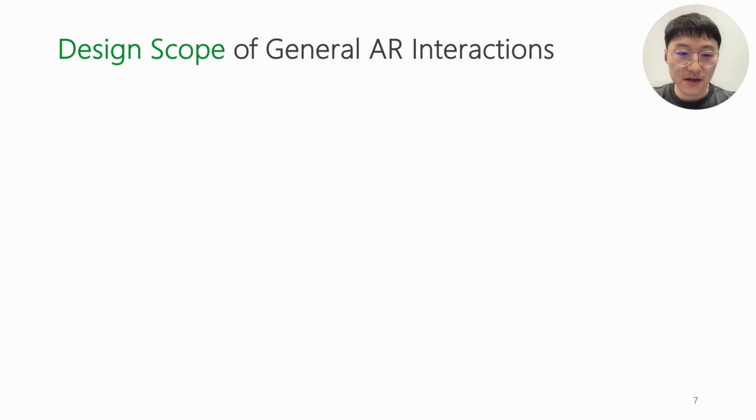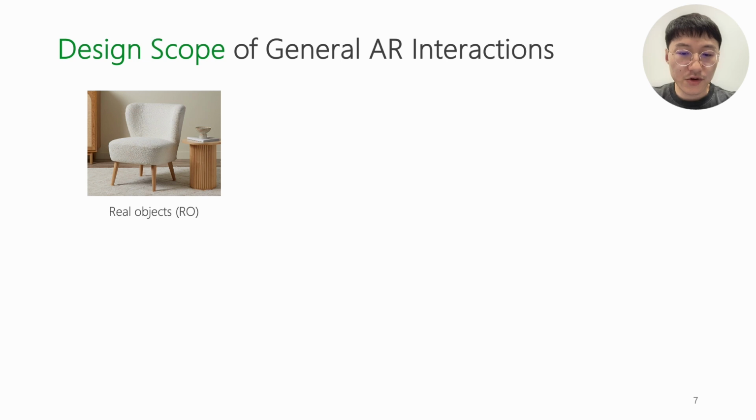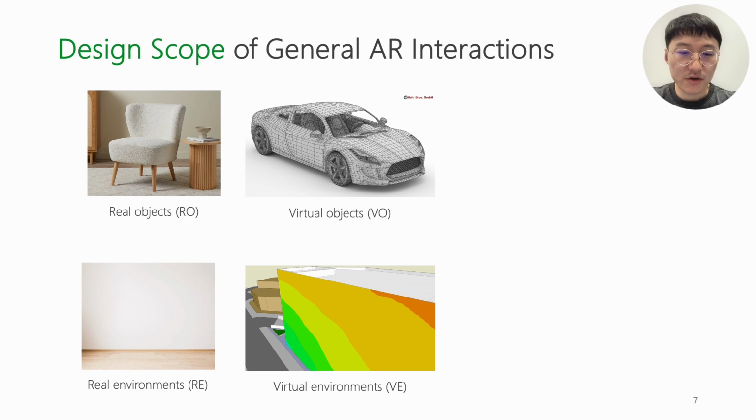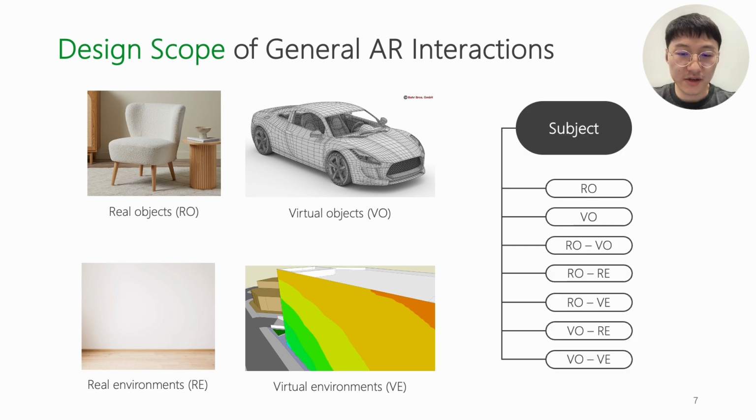AR contents can be divided into 4 subject types: real objects, virtual objects, real environments, and virtual environments. Any AR interaction can be decomposed into basic interactions happening between 2 subjects of the same or different types.